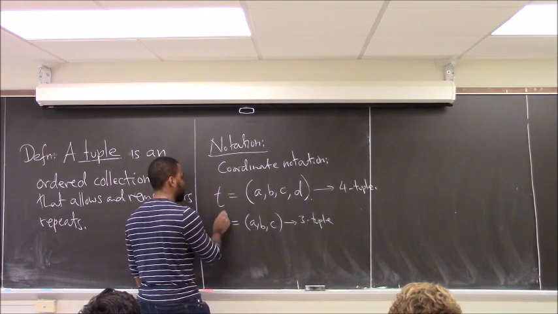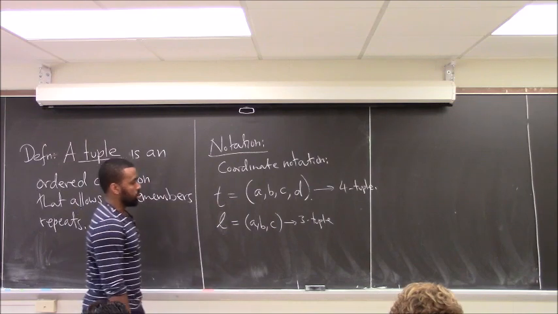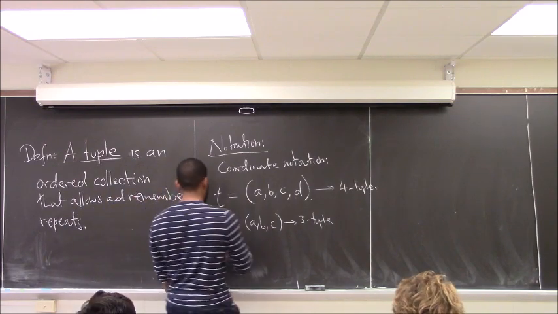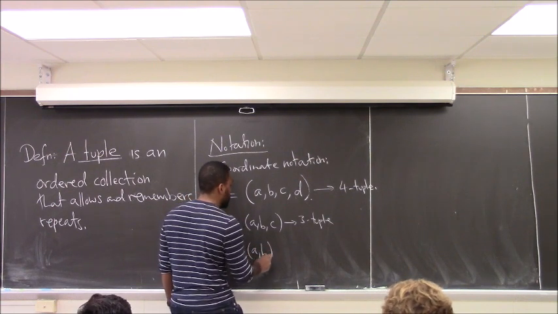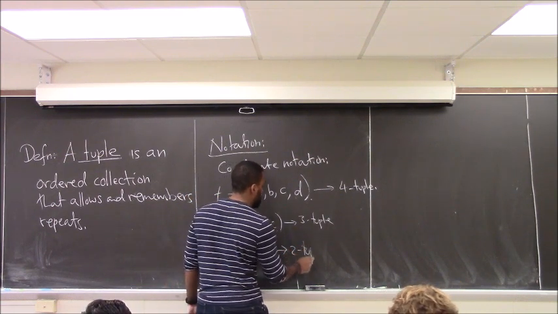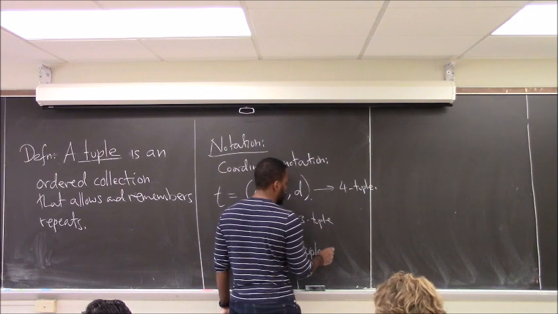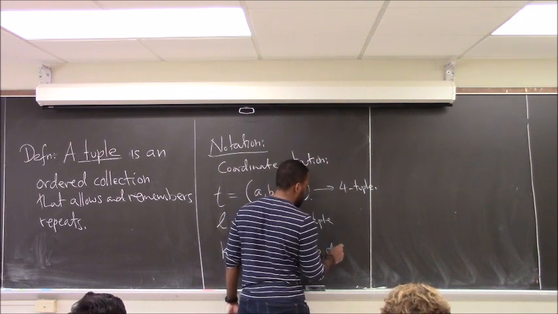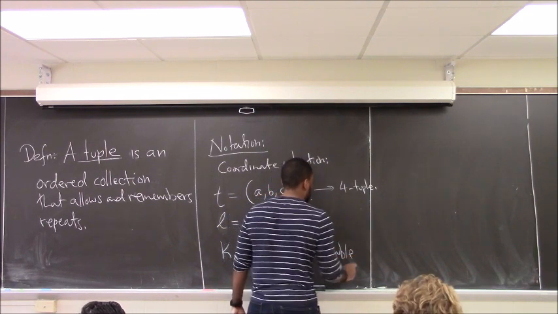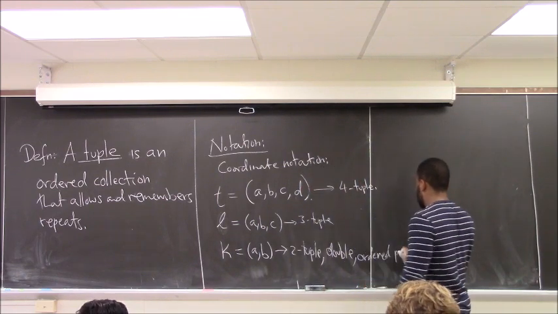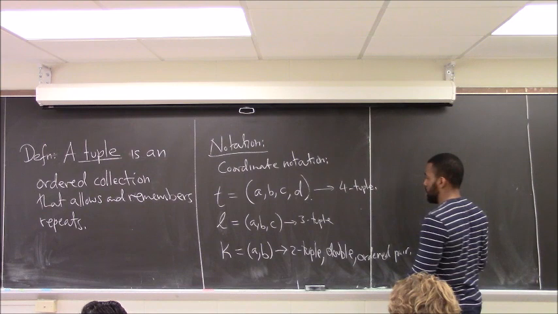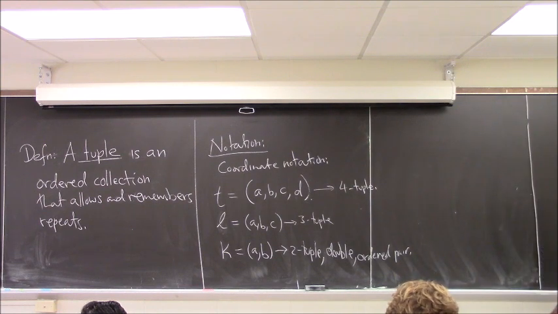Something else, so you don't mix these up. Or a triple, you can have K equals A, B. This is called a two-tuple or a double or an ordered pair. This is called an ordered triple here, etc. So you can have tuples.